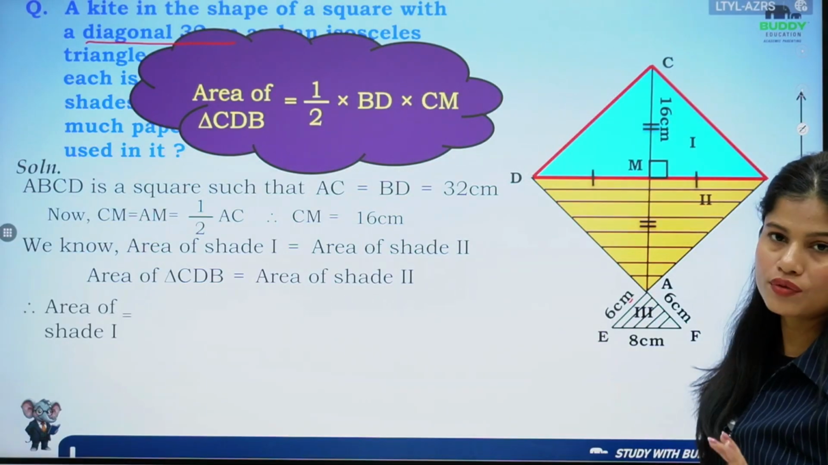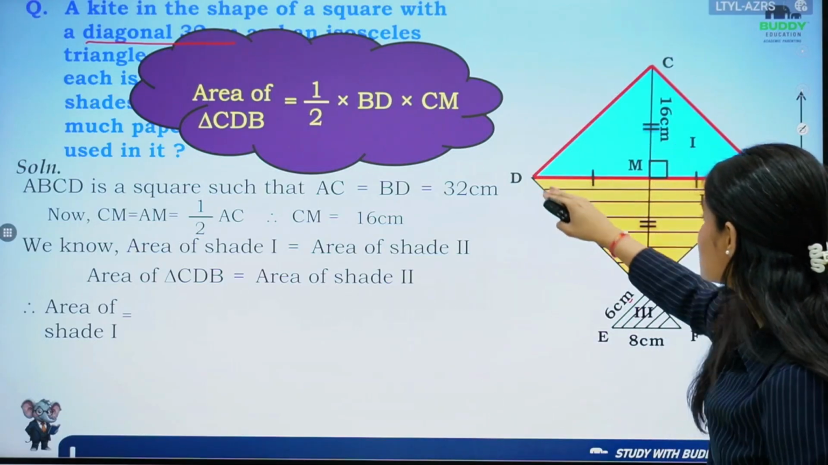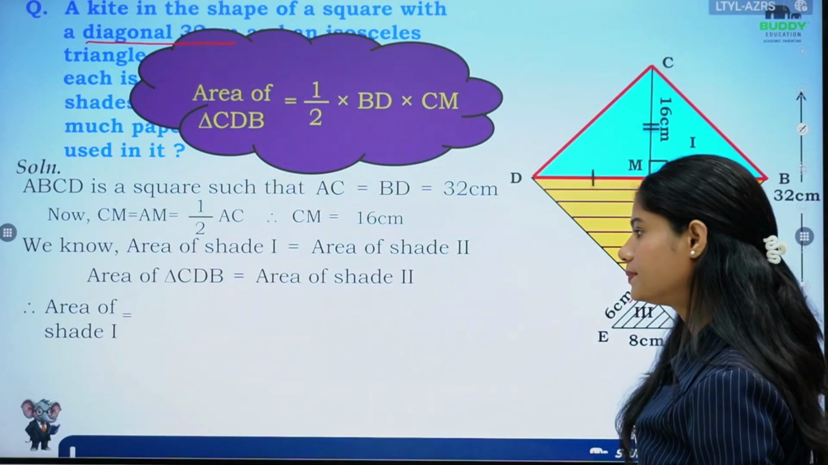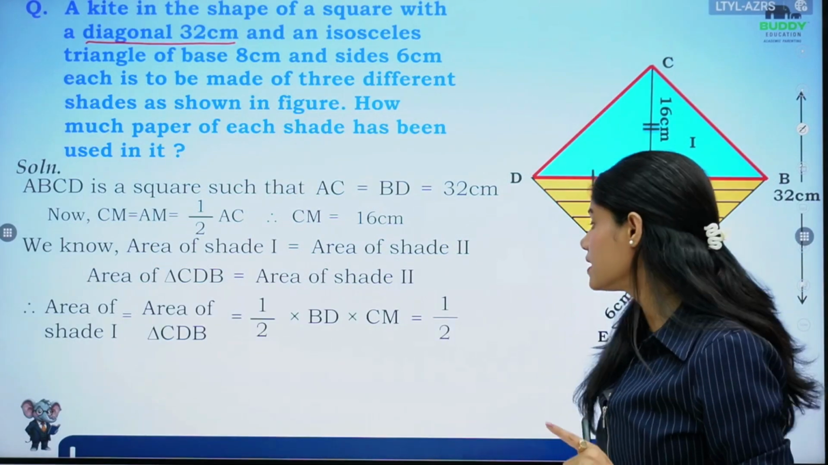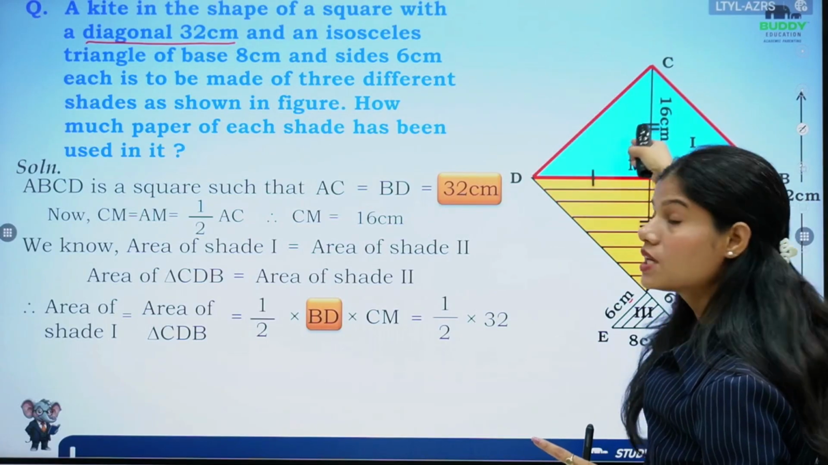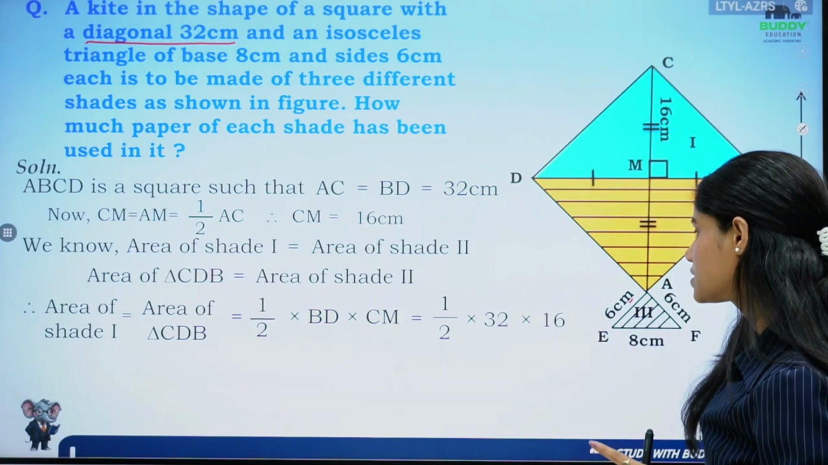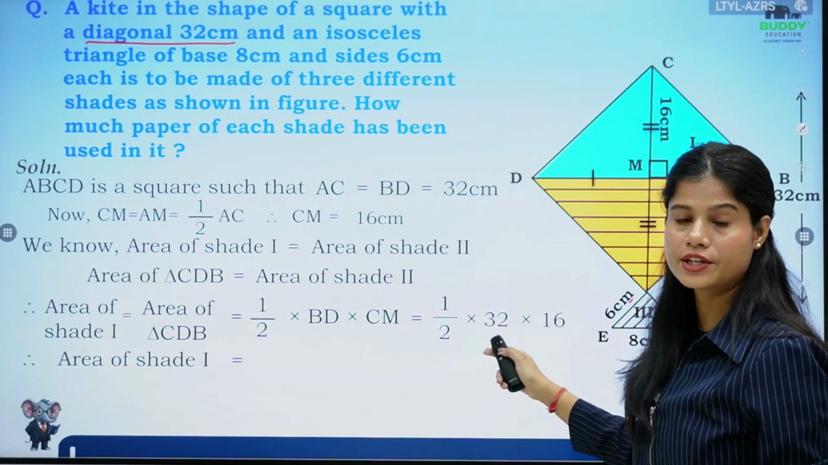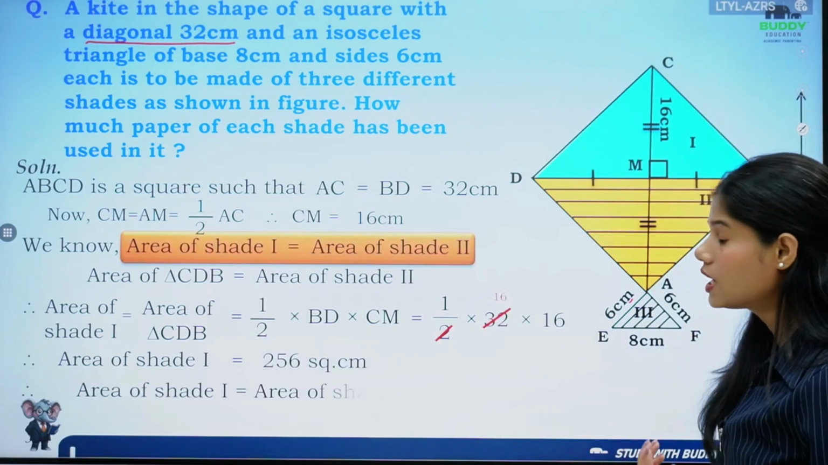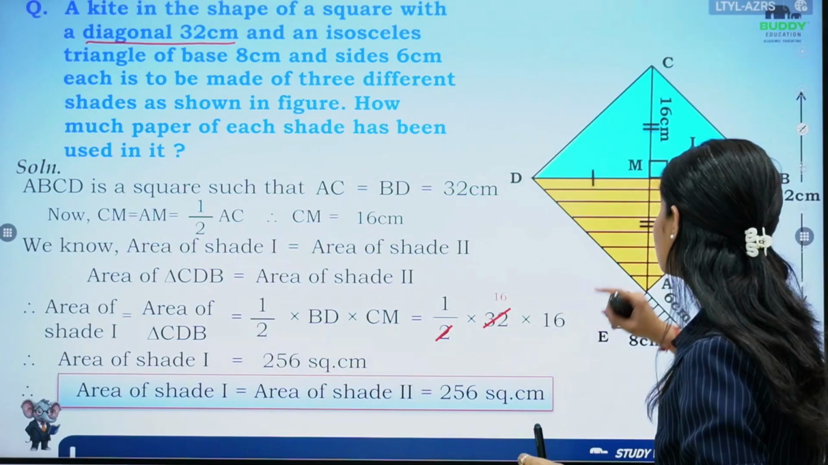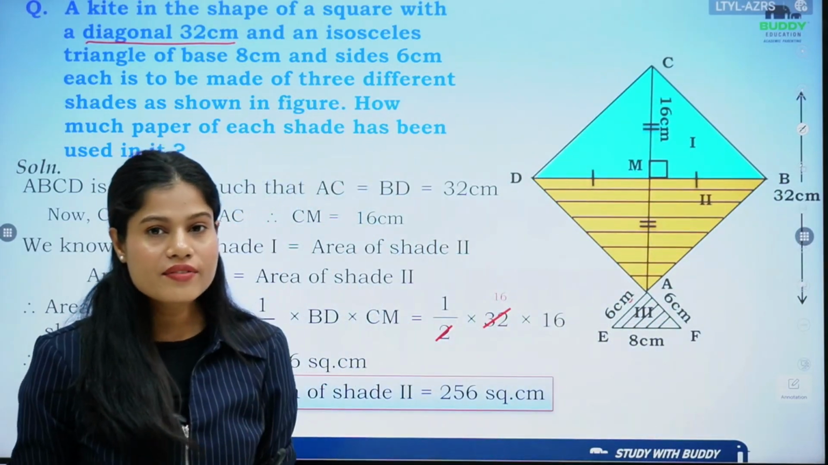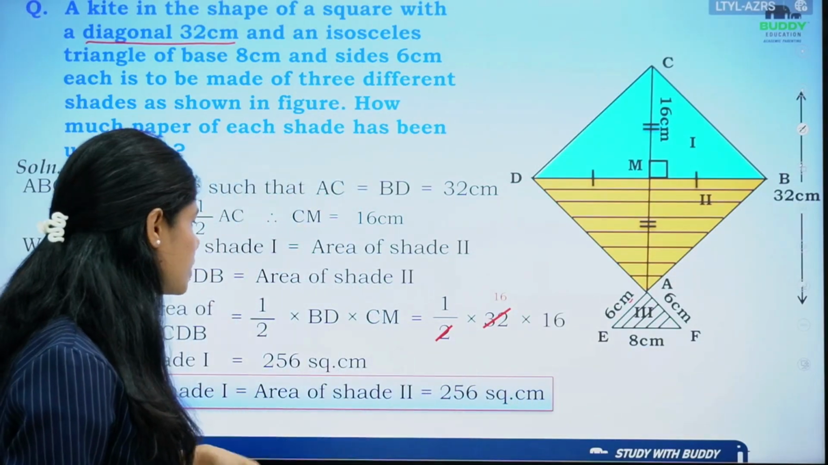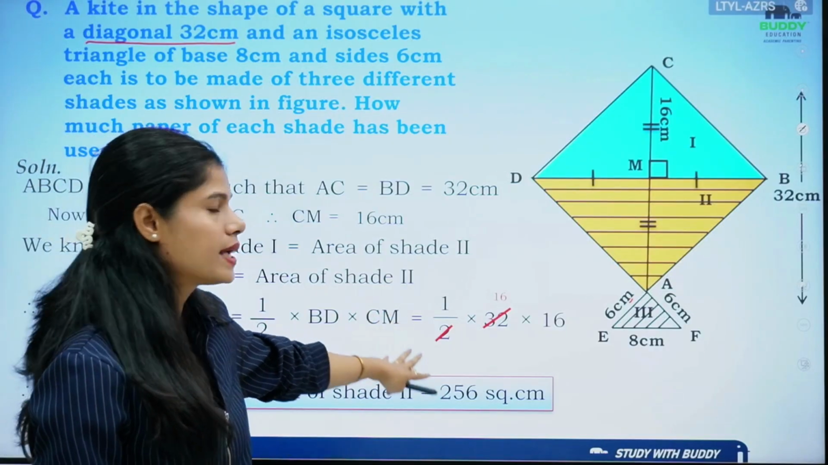Now what is the area of the triangle? It is half base into height. You can see this base is the diagonal, and the diagonal's value is 32 centimeter, okay. So the diagonal BD is equal to 32 and this height CM is equal to 16. So half into 32 into 16. When you divide 32 by 2, you get 16, and 16 into 16 is 256 square centimeter. But this is only the area of the first part, and we have discussed that the area of shade 1 and shade 2 is equal. So the total area for both of these we can add, okay.